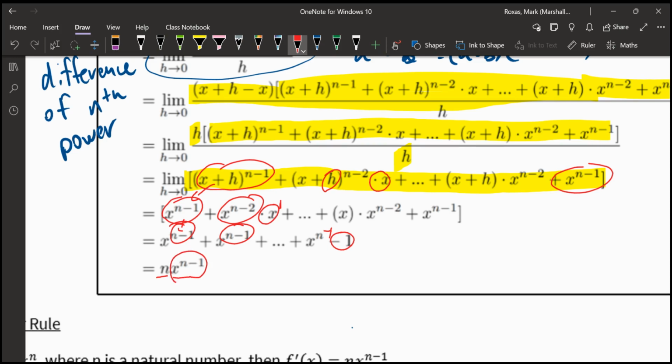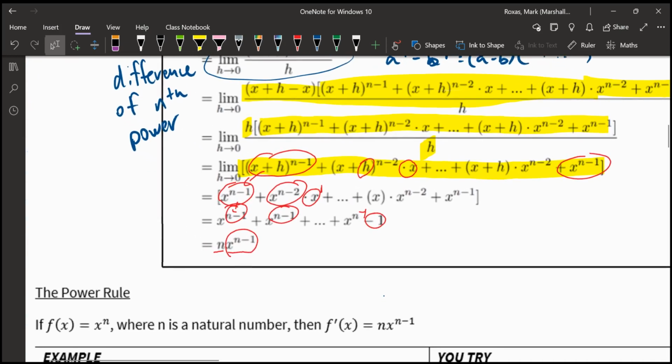Anyways, that's just the proof of the first principles definition of x to the power of n. For our purposes, all we need is just the end result, and the end result is the derivative is n times x to the power of n minus 1. And that's going to save us a lot of headache from having to use the first principles definition over and over again for other different power functions.